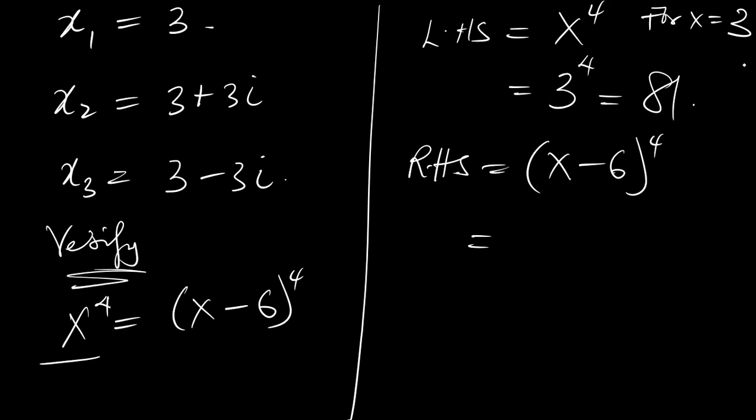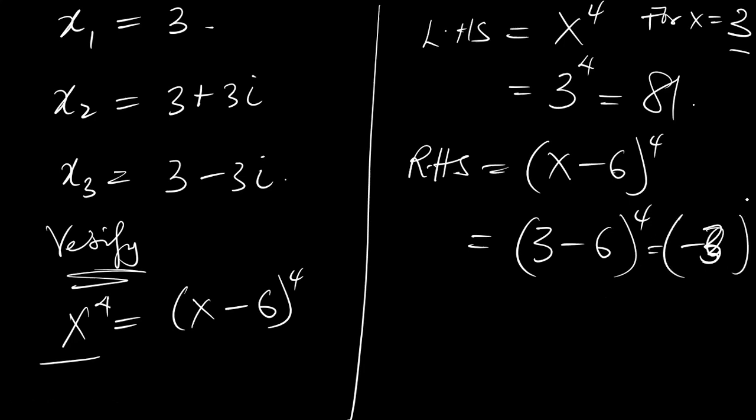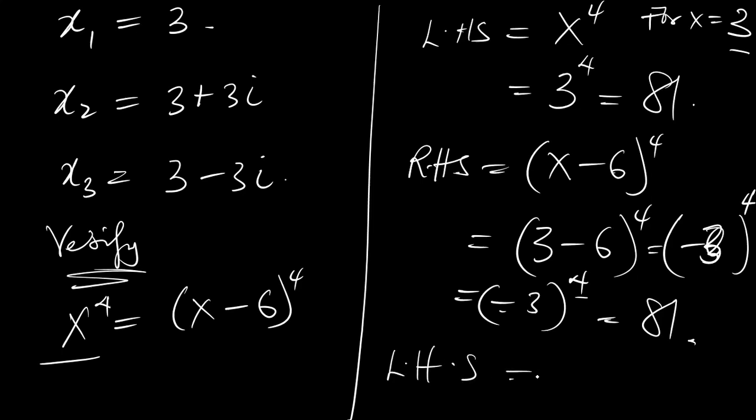So if we substitute x equal to 3, you have 3 minus 6, all raised to power 4. This is minus 3, so we have minus 3 raised to power 4. Since the power is even, this minus will be positive. So we still have 81. So since the left hand side is equal to the right hand side, the answer is proved.